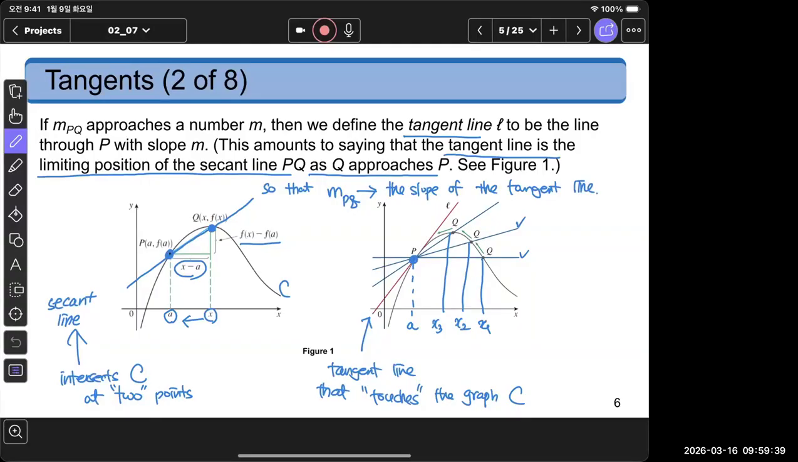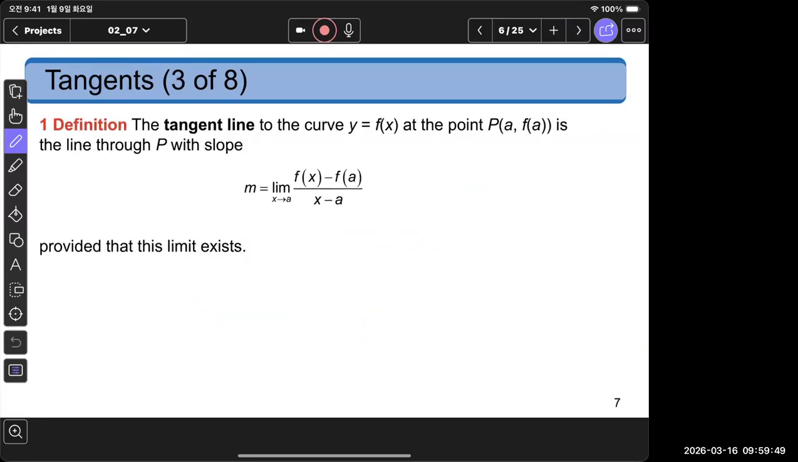was called tangent line, and now we want to define this tangent line mathematically. So the tangent line to the curve at some point P is the line through P with this limit value as the slope. So the tangent line will exist if this limit exists.